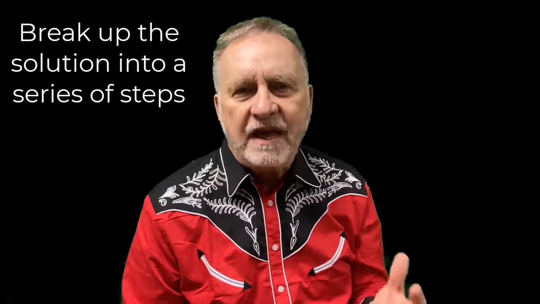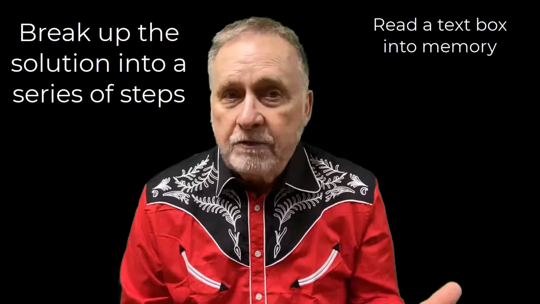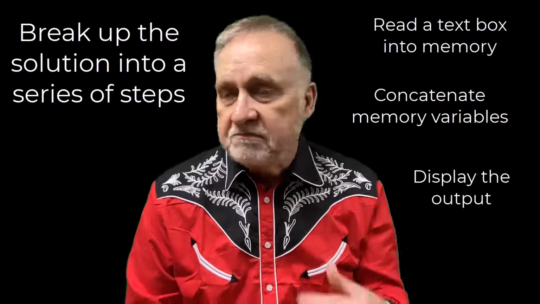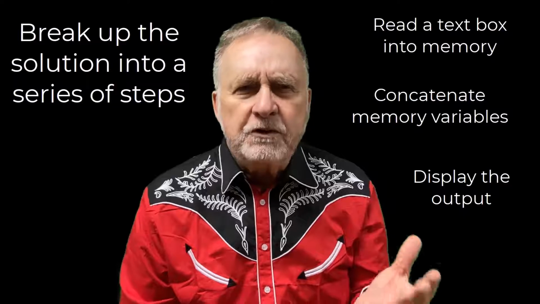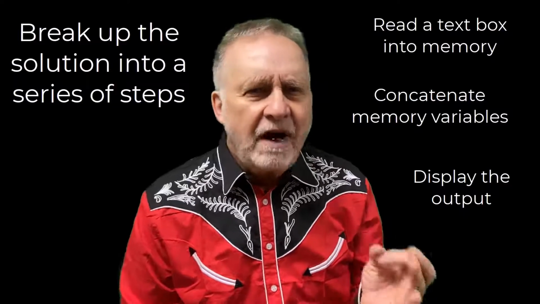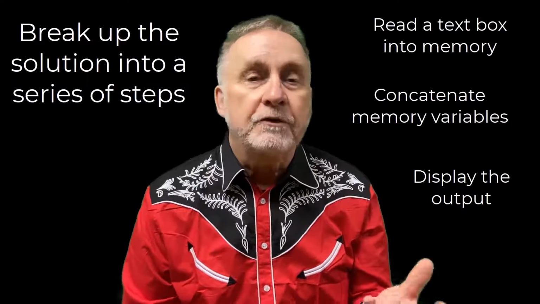I think seeing concatenation in action helps a lot when trying to understand the concept. It also showcases how the variables can be used as you step through your solution to a program. In the video example, it would have been just as easy to concatenate the text directly to the output label. There's really no need to have the string variables present, but by using them, you break up the solution into a series of steps. Read the text box into memory, concatenate memory variables, display the output. It's less confusing to write programs in little steps, far easier to understand the logic if you're looking at the code for the first time.